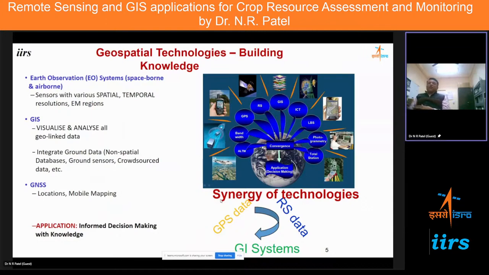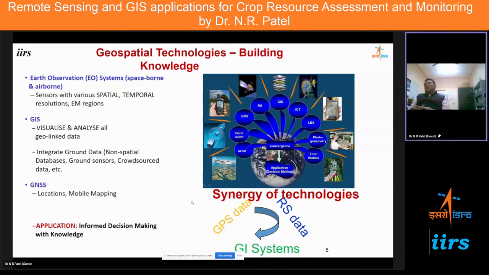Second is the geographic information system, GIS. GIS is a kind of database system that helps to input, store, analyze and display spatial and non-spatial data. You can integrate any ground observation, any aerial image, satellite image with other network or in situ measurements and come out with a certain kind of decision making. So integration of all data is possible within GIS.